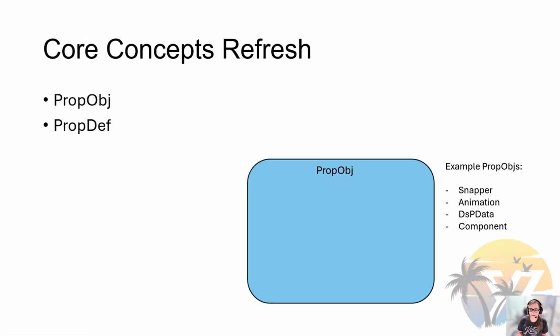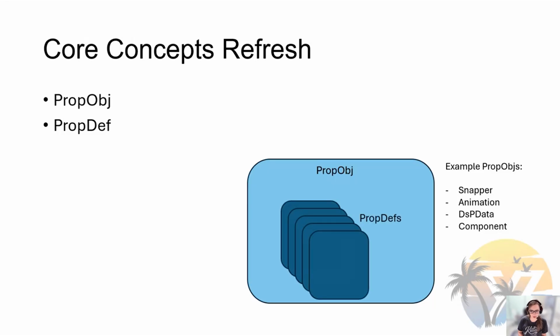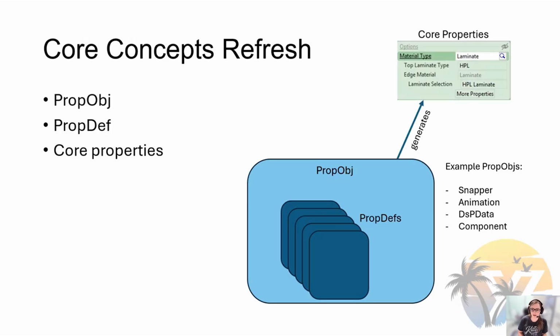PropDefs are objects that you put on a prop object that define that object's behavior for any pushes and pulls that match a certain key. Core properties has the word properties in it, but it is not props or PropDefs or prop objects. This is the system of user interactive elements in the green properties box. So that is a different system.